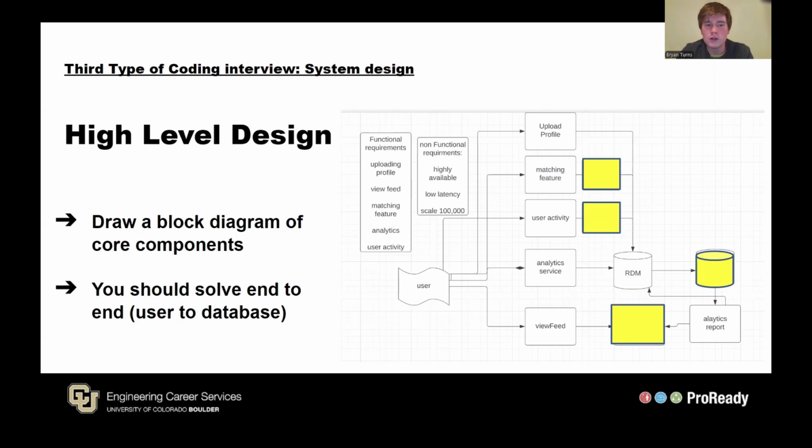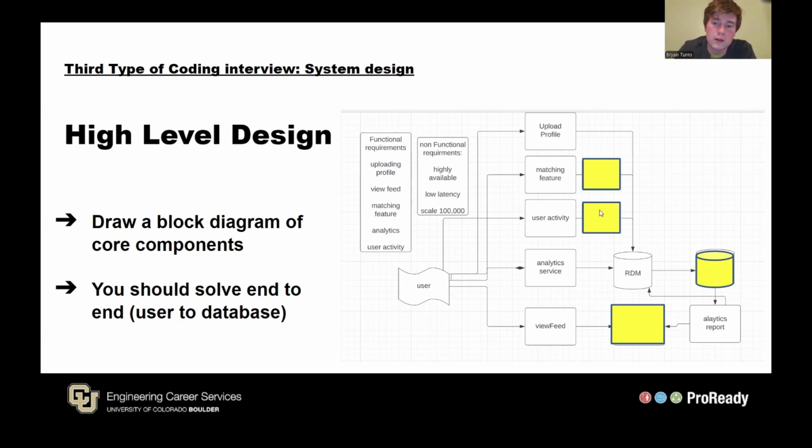So here is a high-level diagram of how it should work. This one's an example of a dating app. Start with the user. Think about the APIs you're going to want to have. So we're going to want a view feed function here, some sort of analytics going on, matching the user activities, like if they're liking or interacting with other people, uploading the profile, matching. At first you don't need to worry about making it super complex, right?